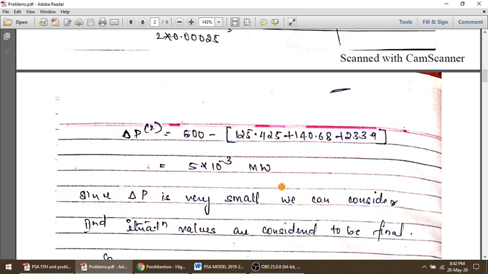Now this process of gaining the accuracy, or making delta P equal to some tolerance value, or getting it approximately equal, we call convergence. So in the next semester, when you go for load flow analysis, this convergence plays a very important role. It tells us, for whatever iteration we are doing, how near it is to the convergence.